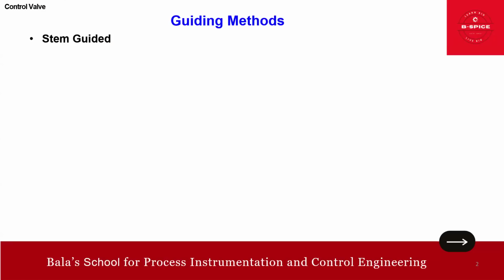One of the basic distinctions that can be made among the broad range of sliding stem valve types is the method of locating and guiding the valve plug and stem. For this, there are two basic approaches: stem guided, or we call it post guided, and cage guided. So stem or post guiding and cage guiding are the two topics we are going to talk about here.